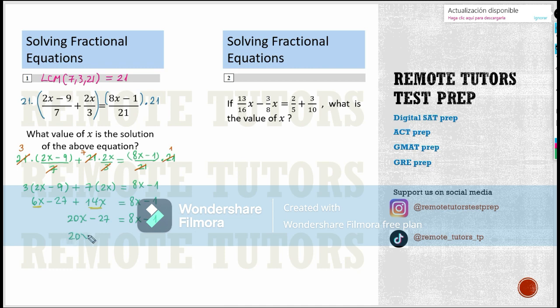Now we will subtract 8x from 20x, and we will add 27 to negative 1. So that is 12x equals 26. Next, we divide both sides by 12. And if we reduce to lowest terms, we get 13 divided by 6. There it is.